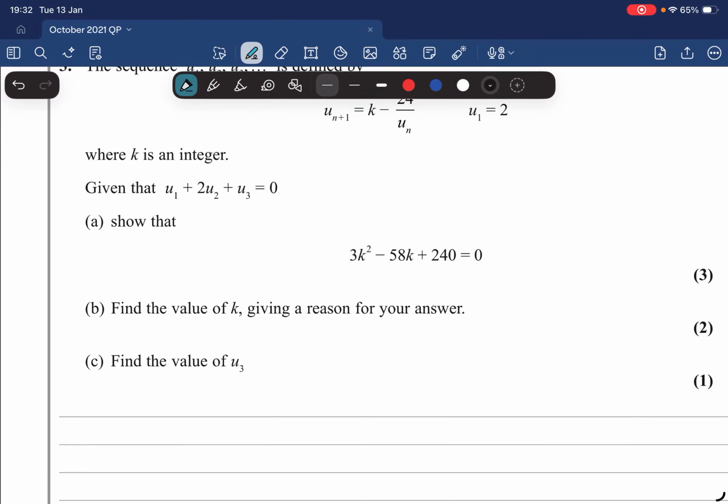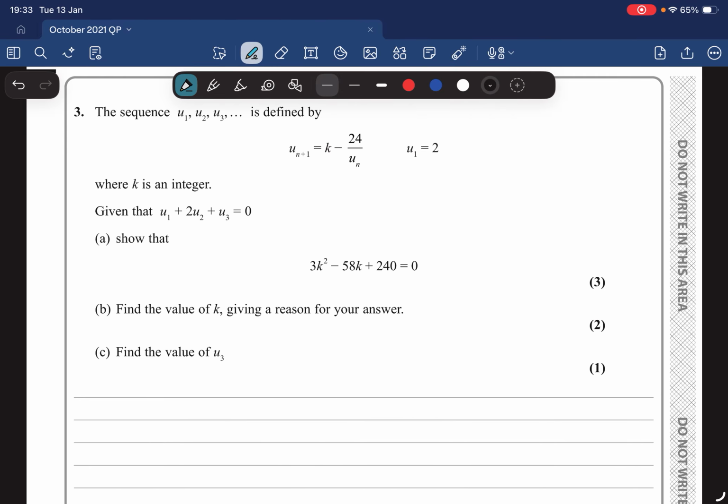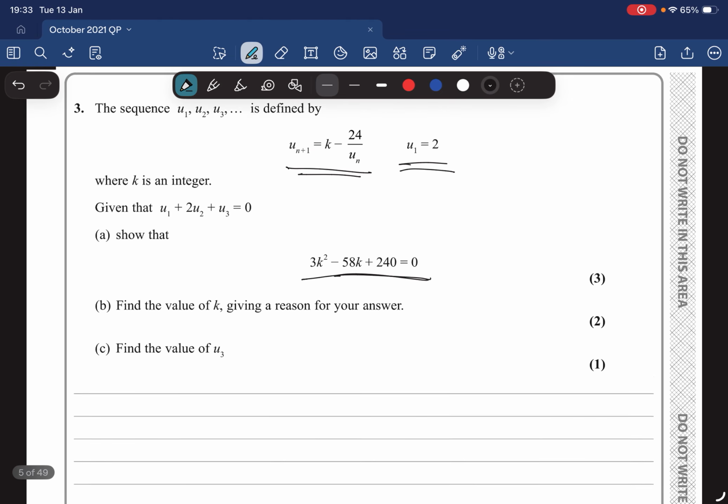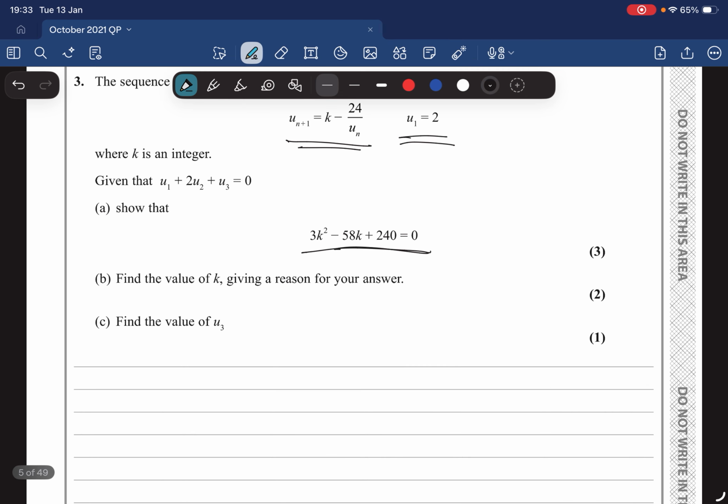So given that u1 plus 2 plus u3 is equal to 0, show that 3k squared minus 58k plus 240 is equal to 0. We're given this nice cheeky equation. We're given this nice cheeky hint as well. And we have to find u2. Now, the way to find u2 is actually pretty simple.